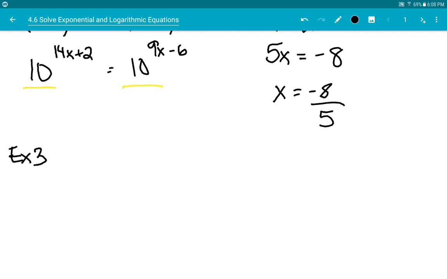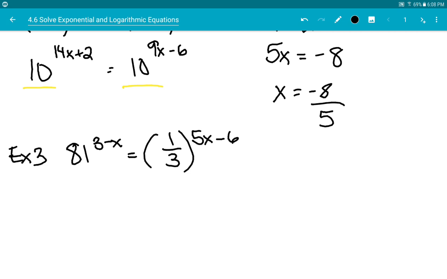Okay, so we have 81 to the 3 minus x power is equal to 1/3 to the power of 5x minus 6. Okay, so now 81 and 1/3. Now a lot of you, we do not like to see fractions in our problems, but again, we don't discriminate, they're just numbers too, right? So again, let's identify what values might be best to convert both of these bases to, okay?